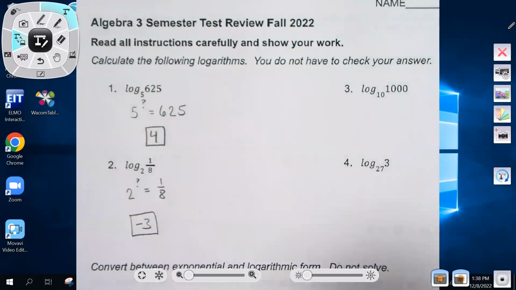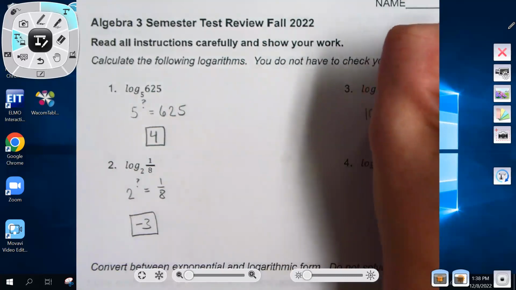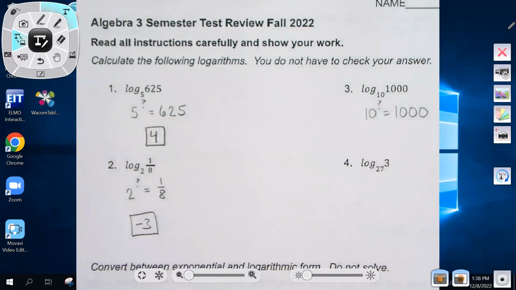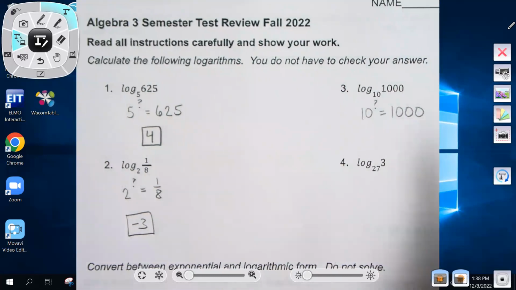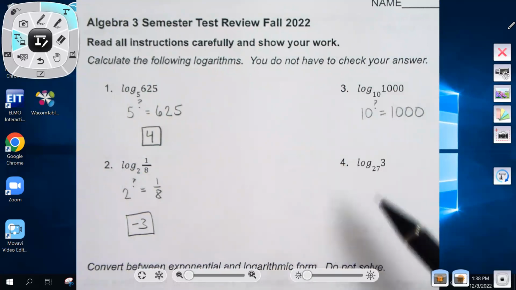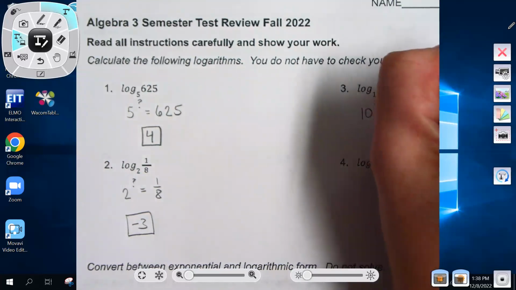Number 3, 10 to what power equals 1,000? If it's 10 being raised to a power, you can find your answer by looking at how many zeros are in the number you end up with. So 3 zeros in 1,000 means this answer is 3.